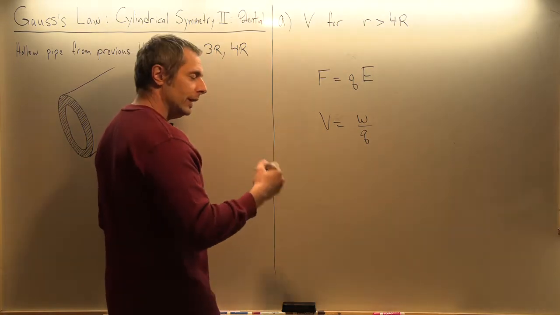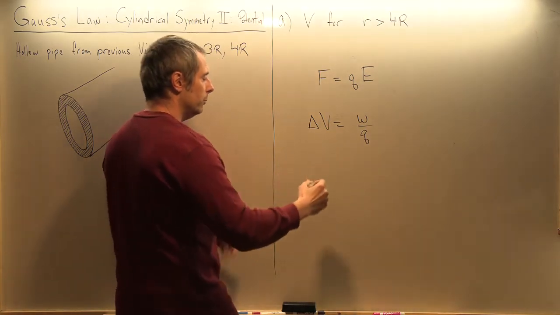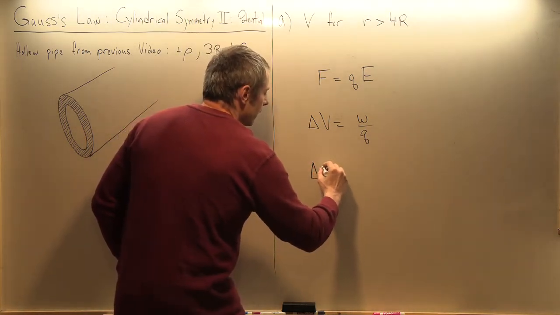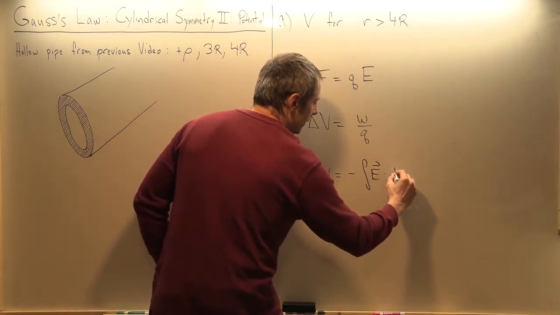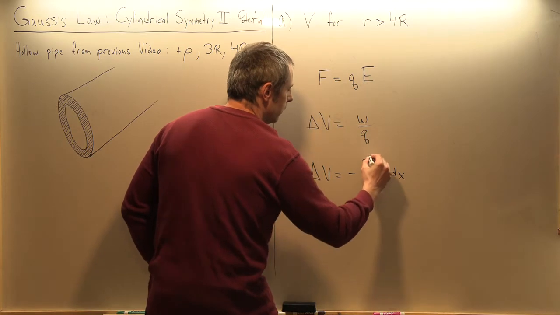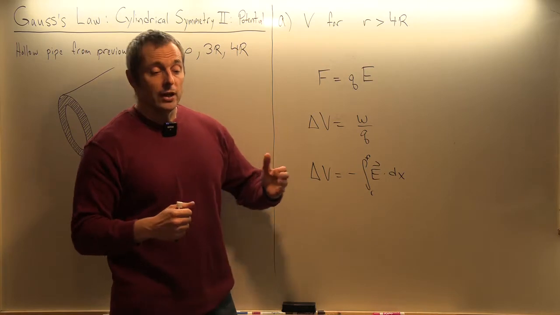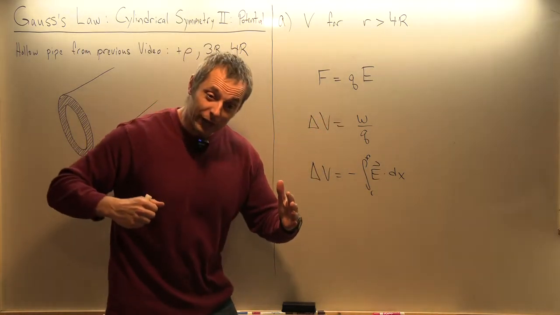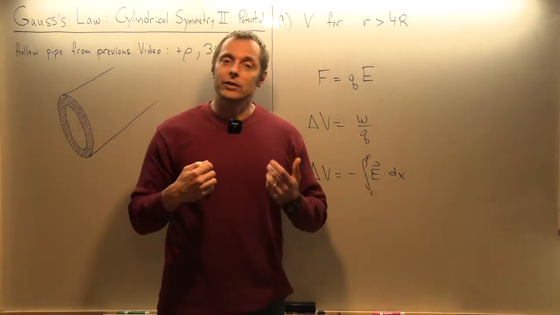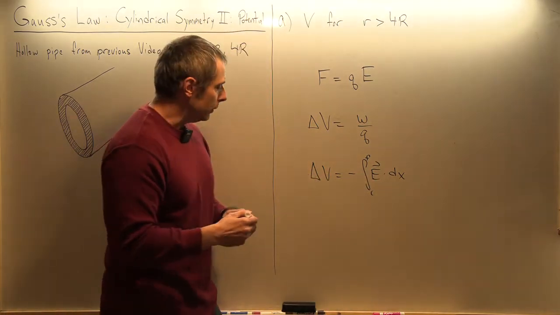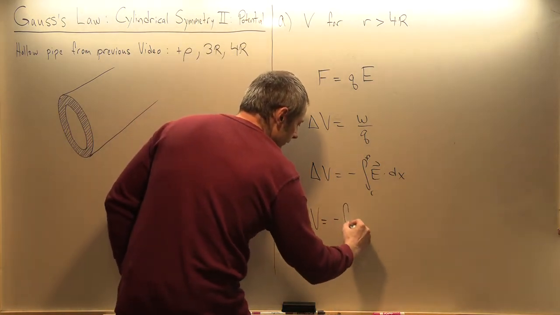A related idea, and I really should use the symbol delta here, is that the voltage from one point to another, delta V, is also the electric field integrated along a particular path from one point to another. It's the same idea, because if you've got a lot of kinetic energy, that means you've got a lot of force and therefore a lot of electric field along that path.